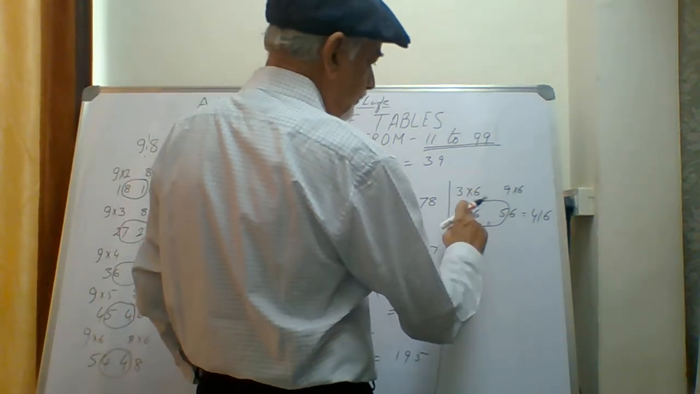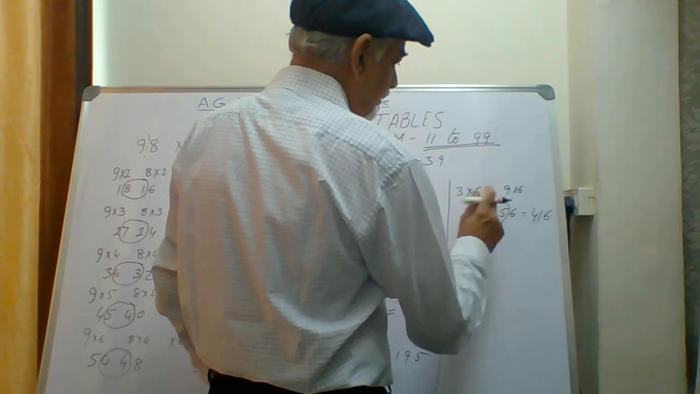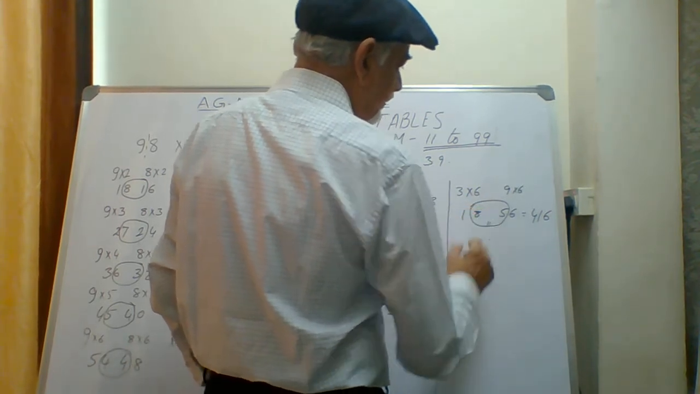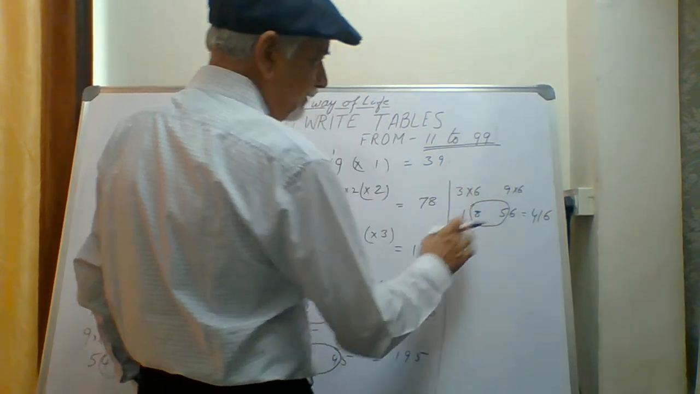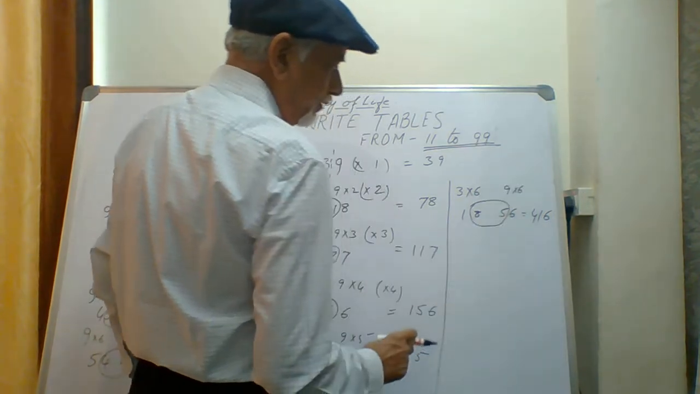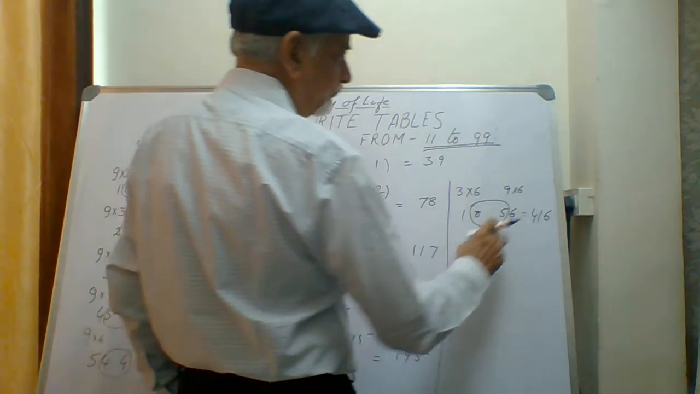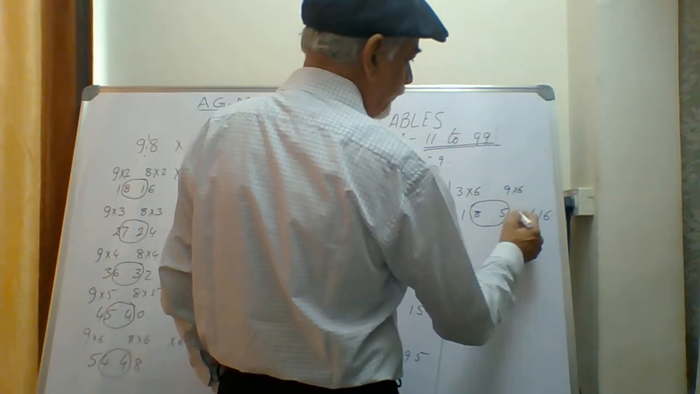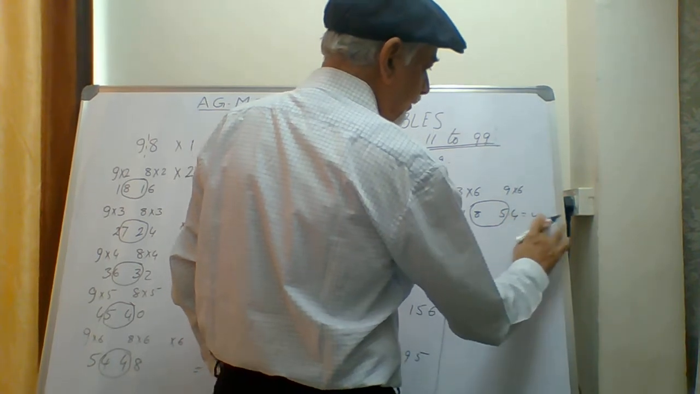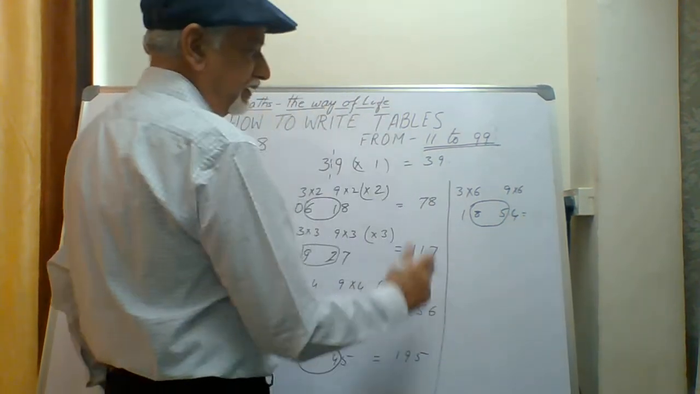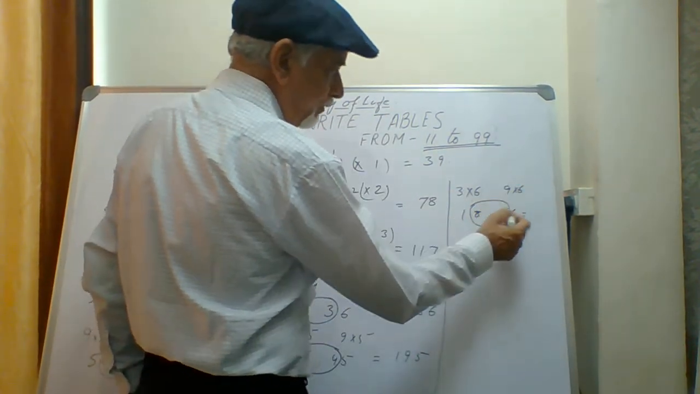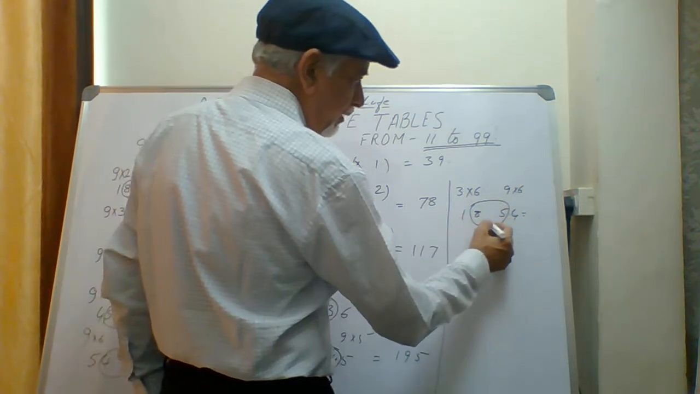Right? Oh, it is 18. Sorry. It is 18. 3 6s are 18. 9 6s are 56. 54. I am doing everything wrong. Sorry. Now this is 18. 9 6s are 54. So this is the total of 13.